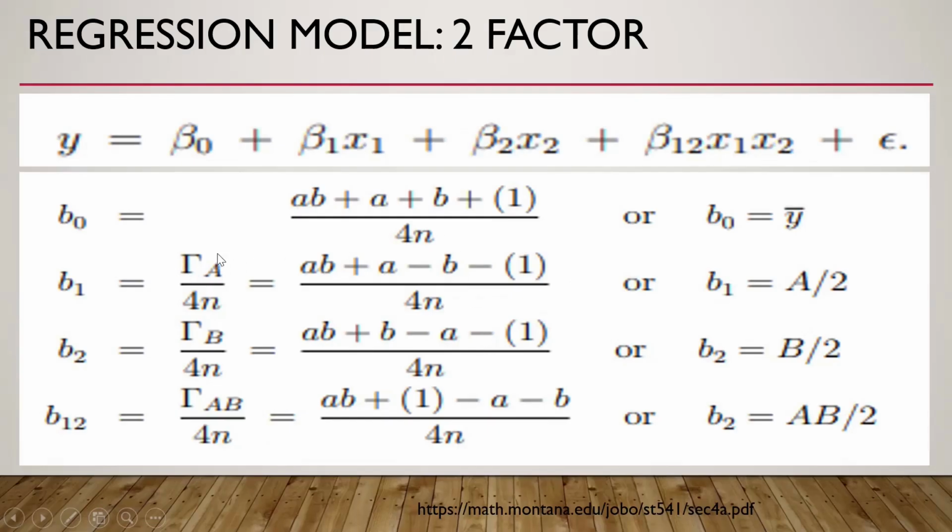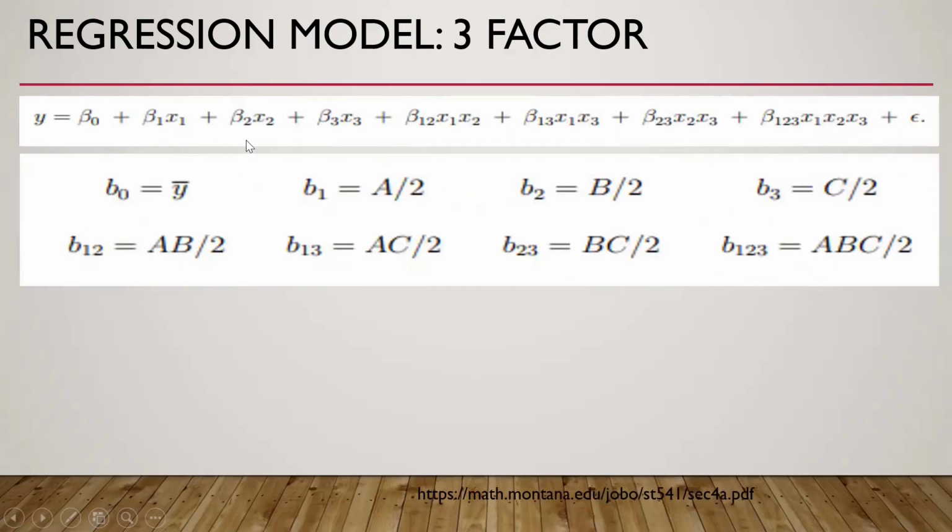So this symbol stands for effect of A, this symbol stands for effect of B, and this is for effect of A-B interaction term. This is the regression model for three factors, and this is how we calculate the coefficients. This I have taken from this site.